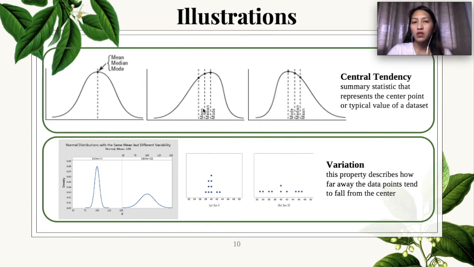Ito yung mean, median, at mode. So, yun yung tatlong measures of central tendency. Ang variation naman kung gaano nagva-vary yung data mo, kung gaano siya ka-spread out. So, ito, konti lang yung variation. Ito namang isa ay sobrang madaming values.